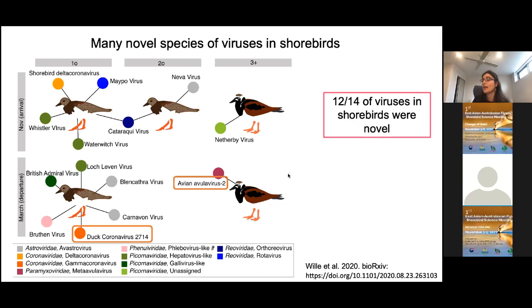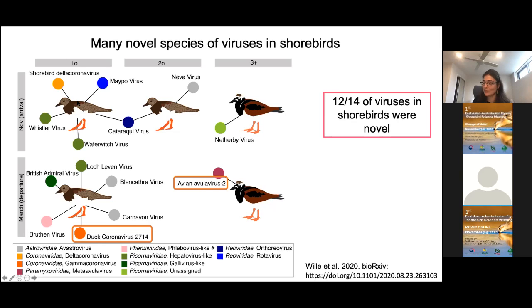And again, the vast majority of viruses we found here were novel. Now this is surprising because we sampled the same location as we've sampled before. We only sampled one host species here. So it's amazing that in just ruddy turnstones at 2 time points, we found 14 different virus species, 12 of which have never been described before. And again, that coronavirus 2714 keeps showing up. So this is obviously an important virus for shorebirds. And we found another one called the Wille virus too.